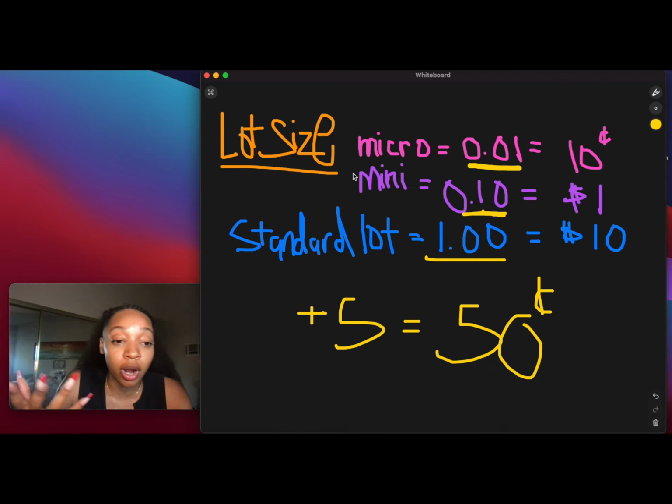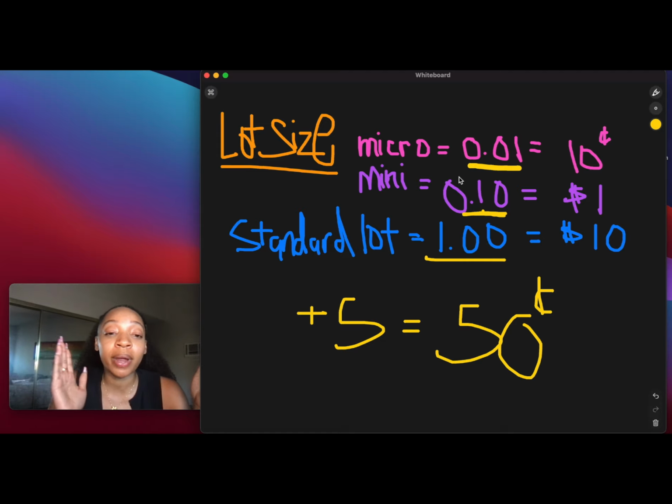Let's say you're talking about USD, because I live in the United States and my main currency is the dollar. I would not be venturing off into mini or standard if I only have $1,000 or less to trade in the markets. You want to make sure you are taking proper risk management. We are not gamblers. We're not gambling our money. We are taking educated, calculated risk.